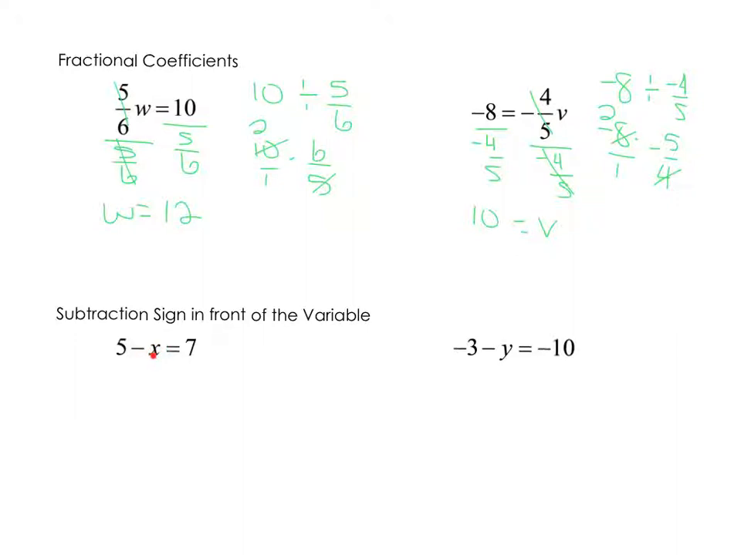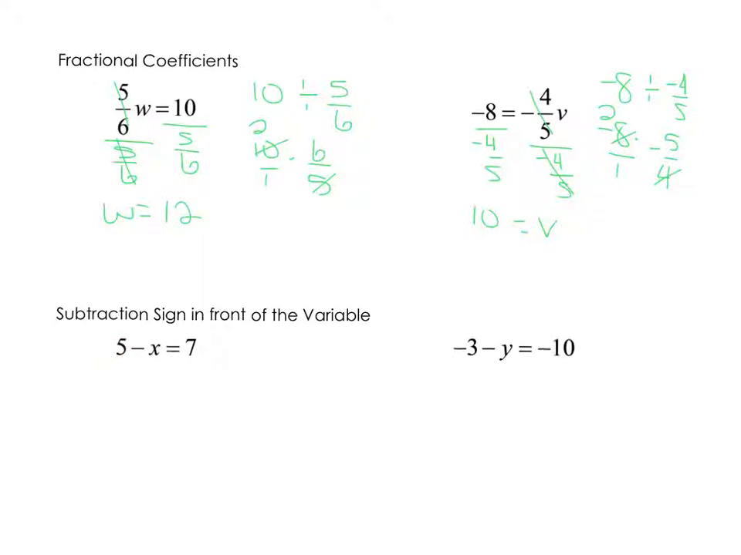The x is in the middle. That confuses some people. And the subtraction sign goes with the x. The x and the minus sign sort of belong together. I've got to get rid of this 5. It's a positive 5, right? There's nothing out here. So this is a positive 5.